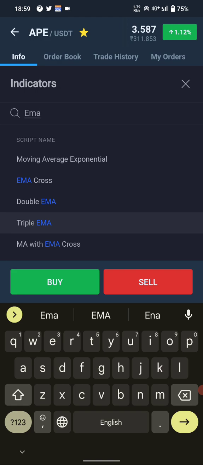But a huge request from me is, please don't trade without a stop loss. Please, this is my huge request. Please don't trade without stop loss. And this is the end of this EMA topic.